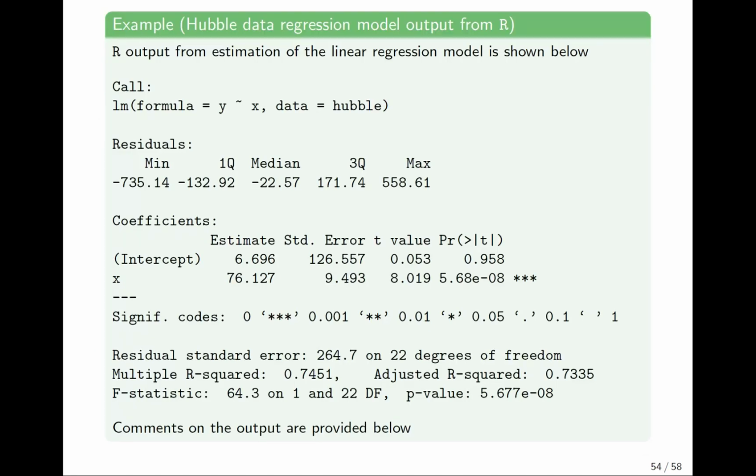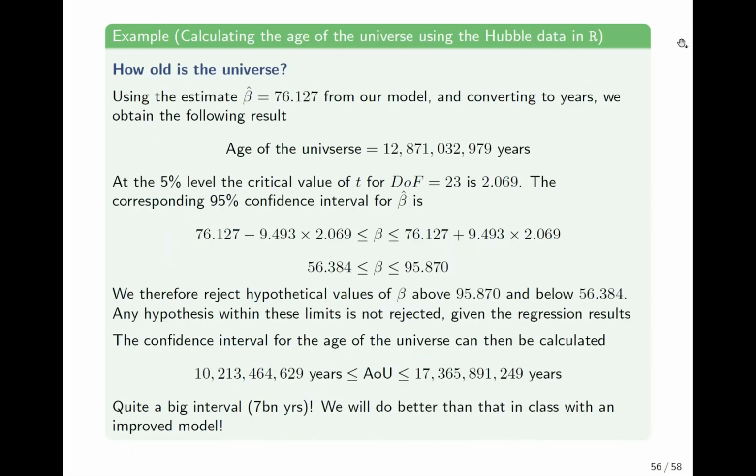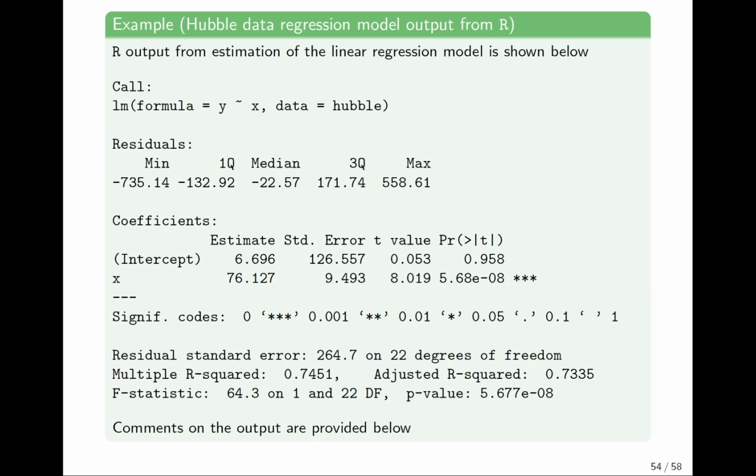So this is what happens when we conduct our least squares regression. This is the output that we get from R. It's shown below. And what I want to do is, the next slide provides comments on this output, and I just want to go through and explain what the R output is telling us.